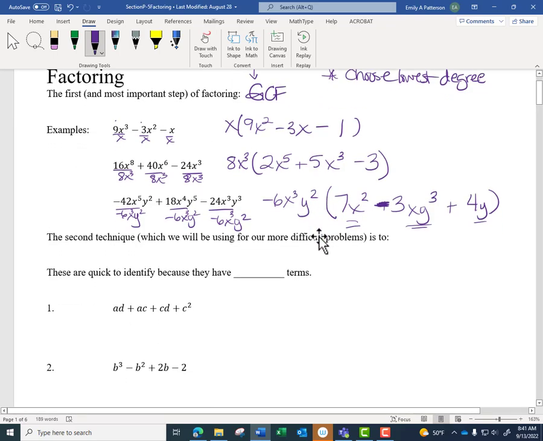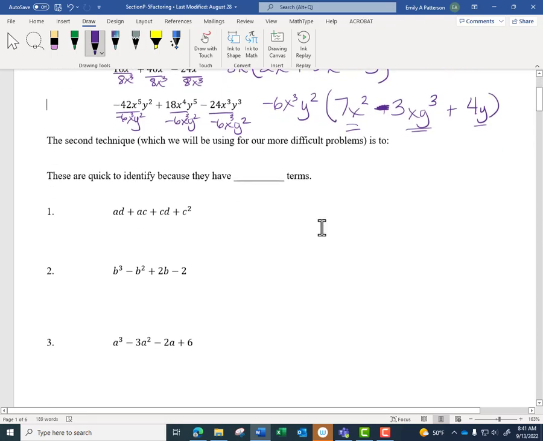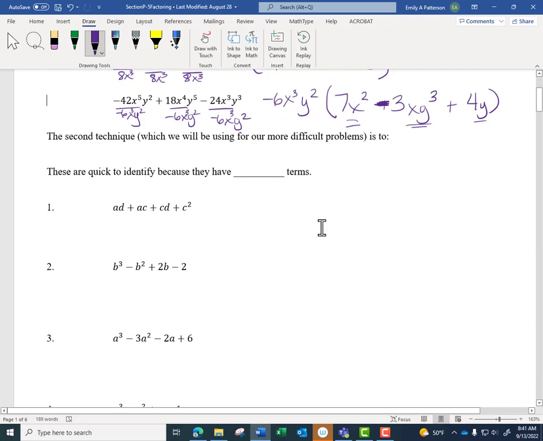So what we can do now is go on to the technique of grouping. These aren't exclusive, but these are some of the commonly used factoring techniques. And they're quick to identify because they have 4 terms. So we're going to look at what's in common group by group, so these two and these two. It's the same idea as the greatest common factor, but we're only doing it 2 terms at a time. So we're going to do them in groups.